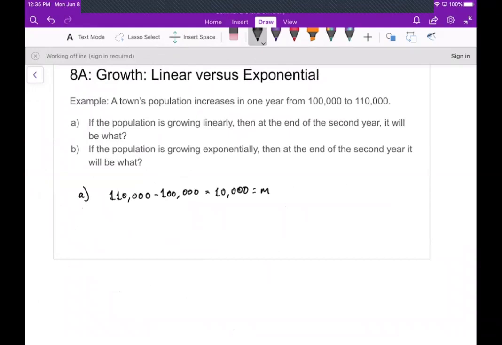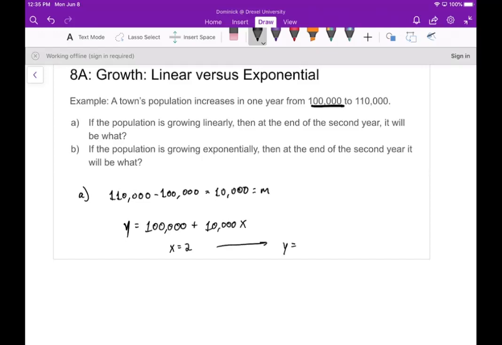So our 10,000 is like our m here. Now our starting point is 100,000. So we're going to have something like y is equal to 100,000 plus 10,000x. All right, just sort of switch the order here, but the same idea. So now I'm going to make x equal to 2 because I want to know what it's going to be at the end of the second year. So this is going to give me y is equal to 10,000 times 2 plus 100,000. So I'm going to get y is equal to 120,000.